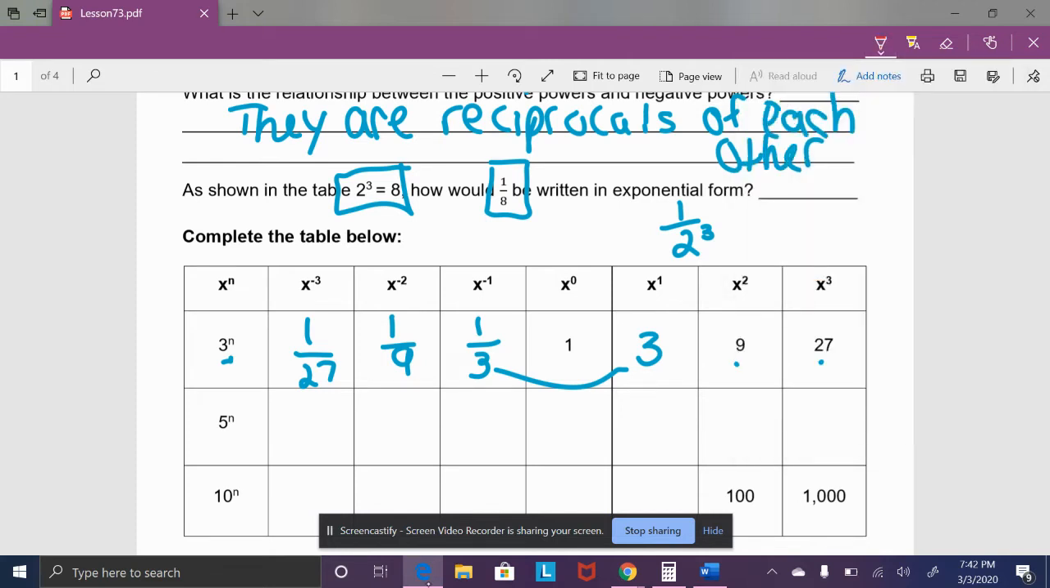Let's look at our next base, 5. Anything to the 0 power, we're going to notice, is 1, and we'll show you later in the lesson why that is. So that's going to be a 1. 5 to the first is 5. 5 to the second is 25. 5 to the third is 125. That means 5 to the negative first is 1/5. 5 to the negative second is 1 over 25. 5 to the negative third is 1 over 125.